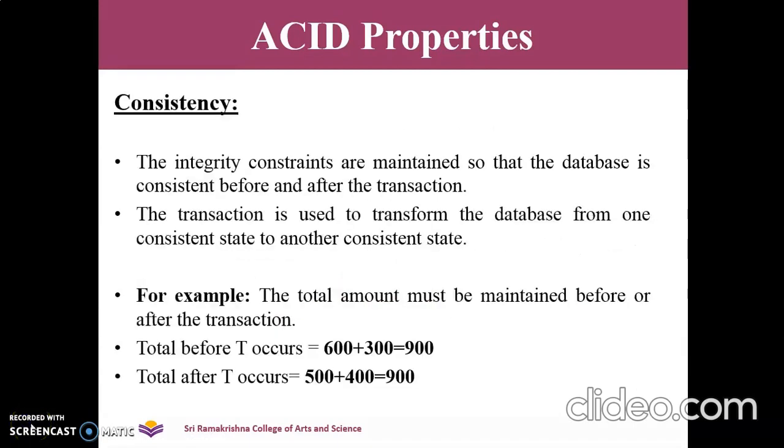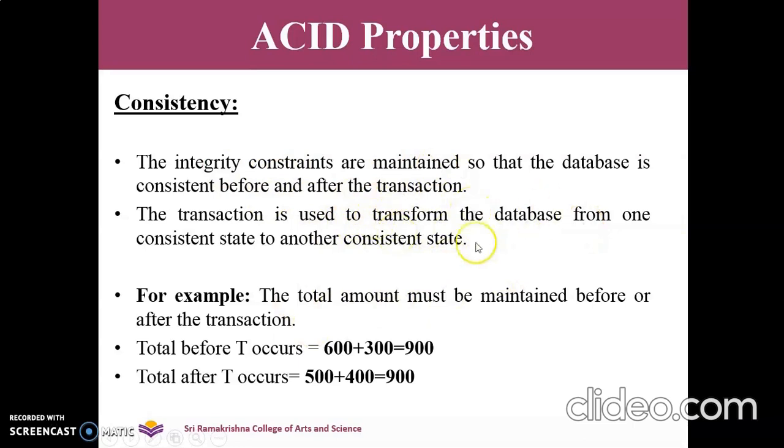Next is consistency. The integrity constraints are maintained so that the database is consistent before and after the transaction. The transaction is used to transform the database from one consistent state to another consistent state. Data integrity refers to the accuracy of data stored in our database. It describes the data state and also refers to data quality.